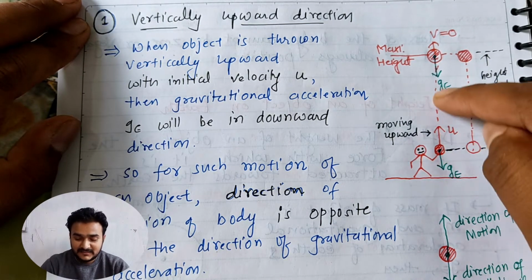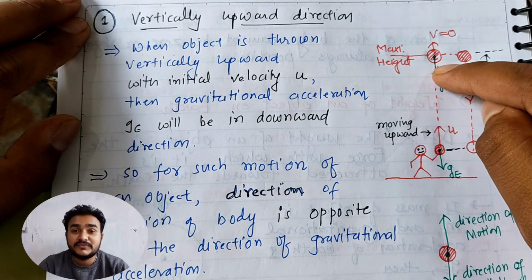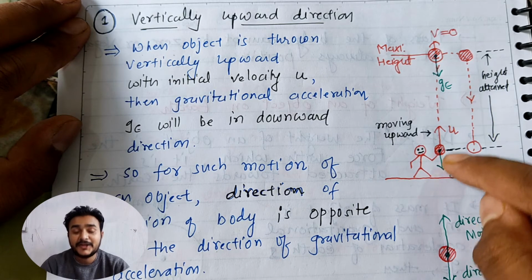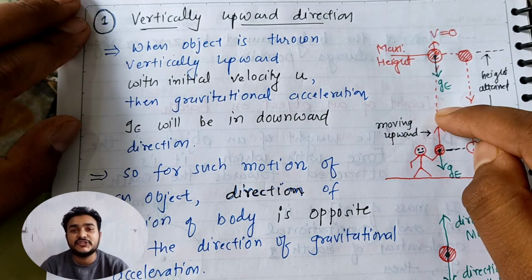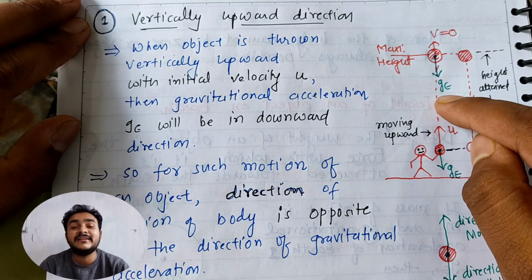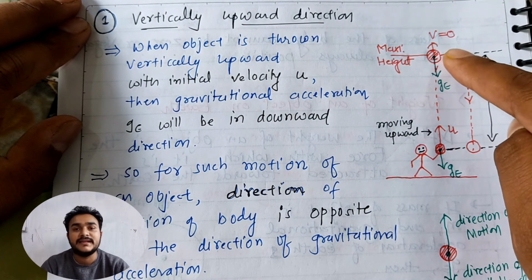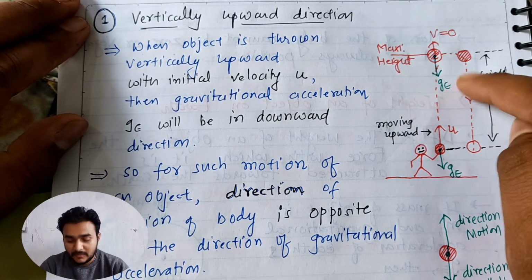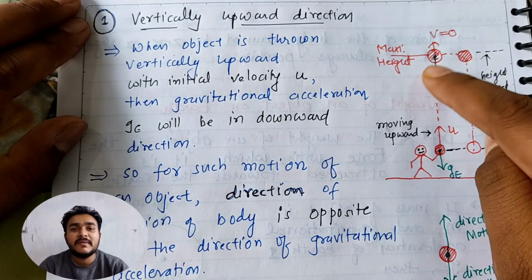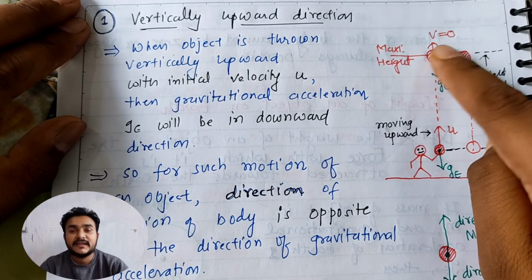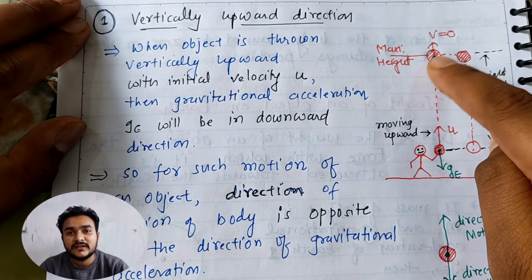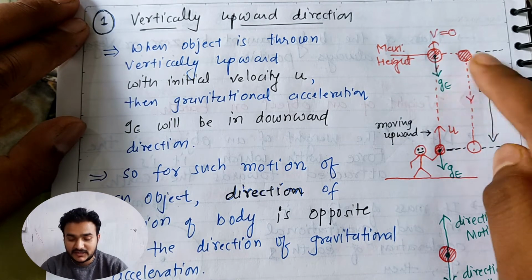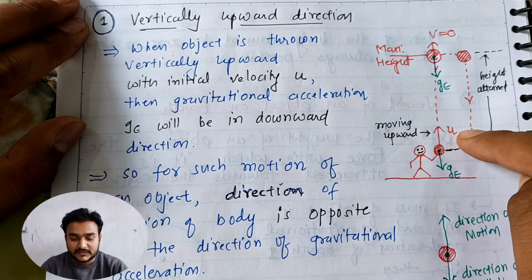After reaching some height, what will happen? The object will be slowed down due to the opposite direction of gravitational acceleration, and due to which its velocity gradually decreases as it goes higher. Ultimately, when it reaches the maximum height, it will be momentarily at rest, and that's why the final velocity in the upward direction will be 0. Still, there will be a gravitational acceleration in the downward direction.